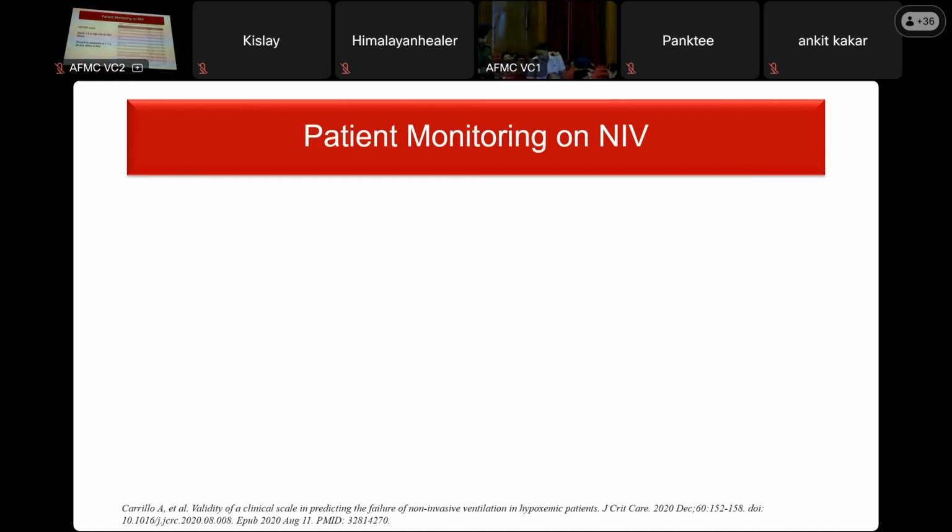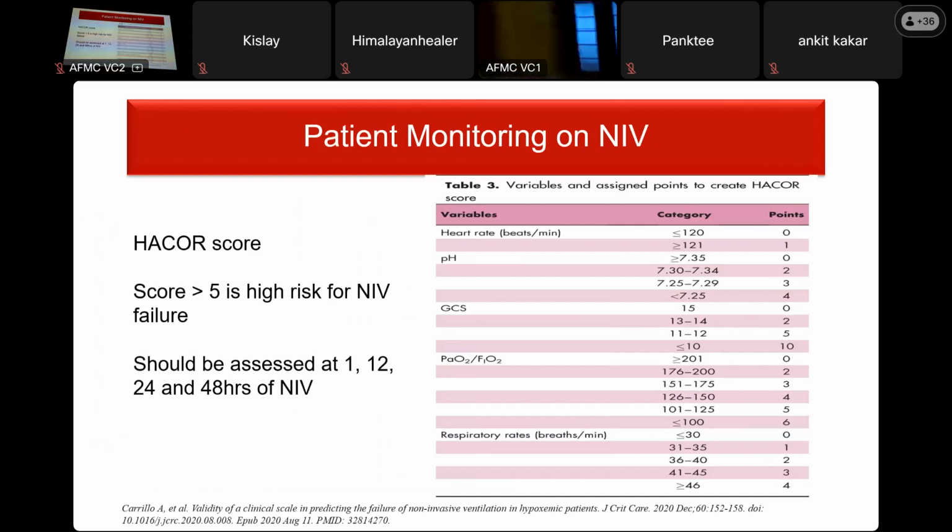So the HACOR score is used for prognostication of patients on NIV. The 5 criteria that it uses are heart rate, acidemia, consciousness, oxygenation, and respiratory rate. If the score is more than 5, then there is a high risk of NIV failure.